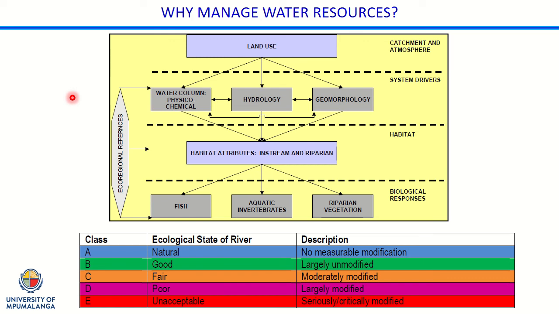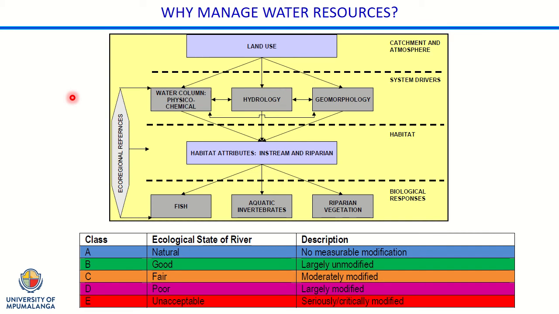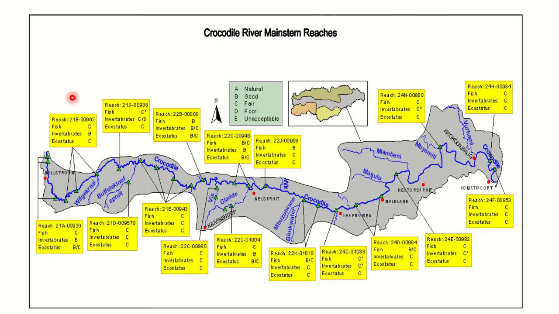And how do we describe it? In what condition? How do we decide when we go and evaluate all of those components? We describe them in the context of A, B, C, D, and E. Okay, A is pristine, E is seriously, critically modified, unacceptable, unsustainable. D is largely modified, poor, but some things are okay. C, B, and A, those are our management goals. We want them to be in a C, B, or an A. Okay, how are we doing?